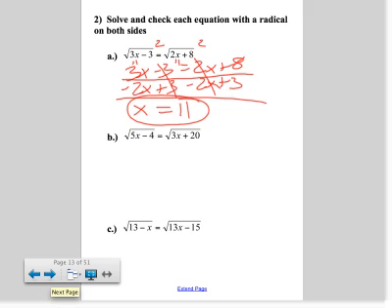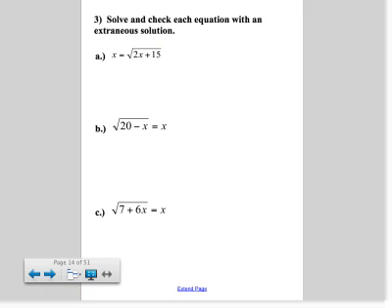Again, just square both sides and then solve for x. Alright, Example 3 here says solve and check equation with an extraneous solution, okay? Extraneous solution means something, and I'll explain what it means here in a second, okay?